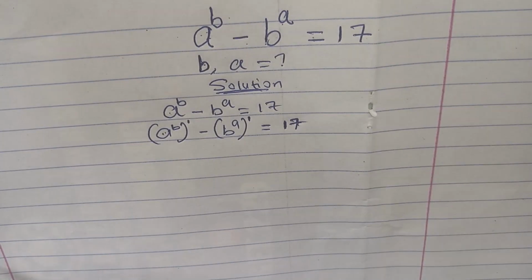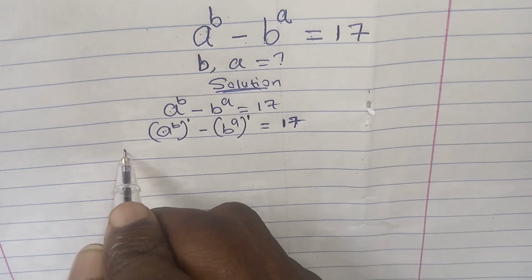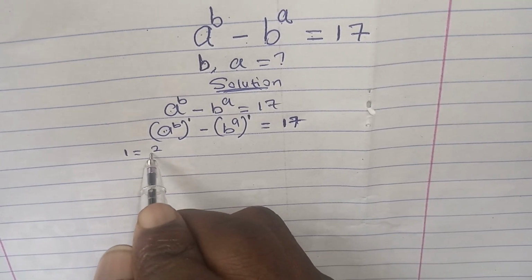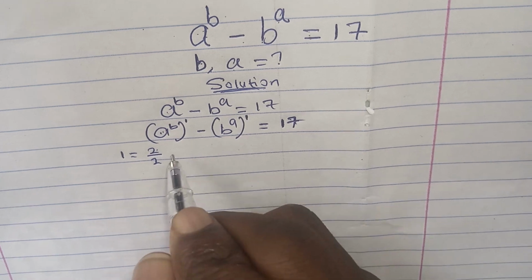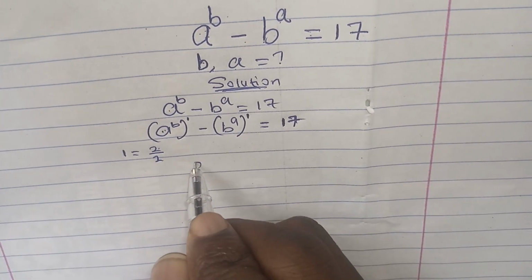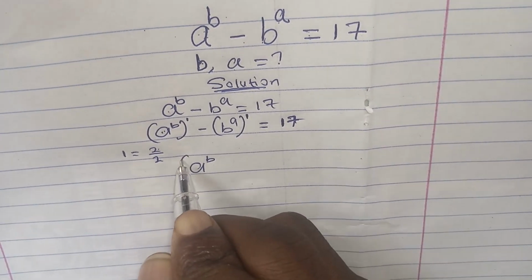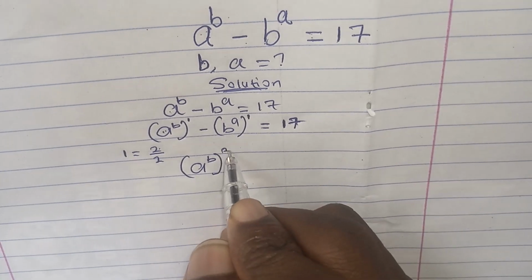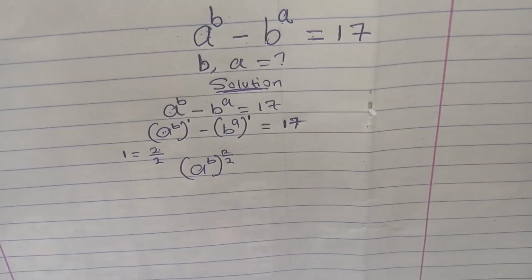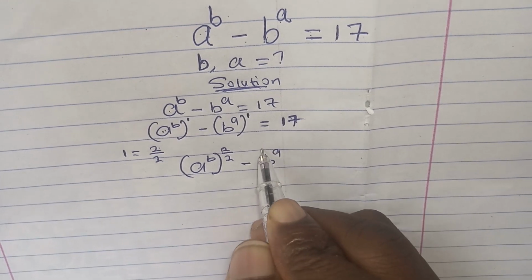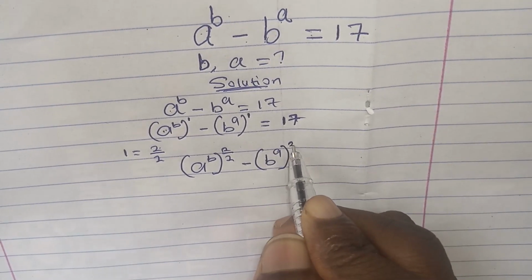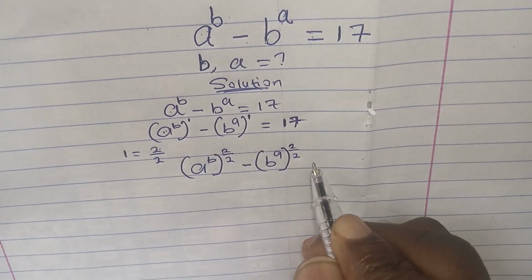Okay, having this, recall my 1 is also equal to 2 divided by 2. So 2 divided by 2 is going to give us what? It's going to give us 1. So we can simply write this as (a to the power of b)^(2/2) minus (b to the power of a)^(2/2) is equal to 17.